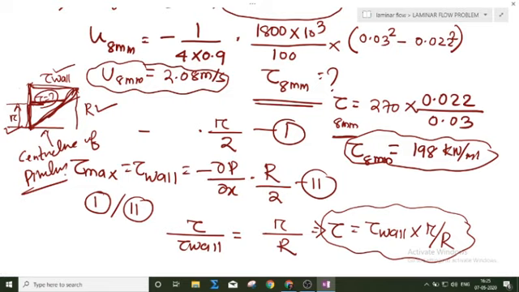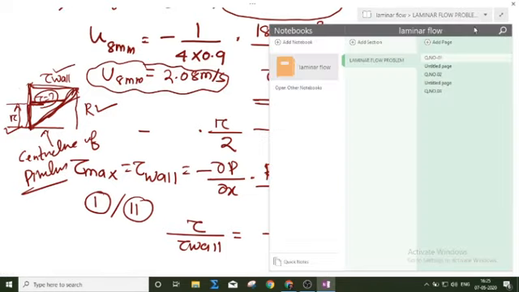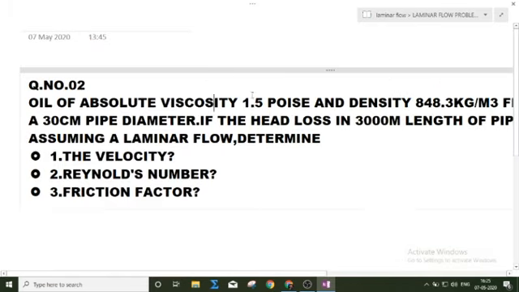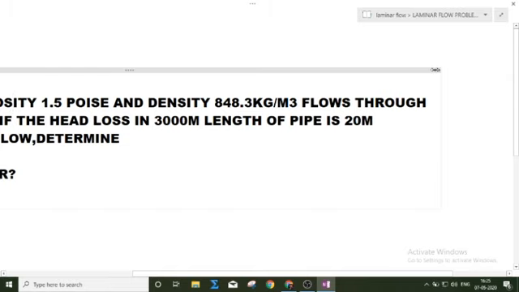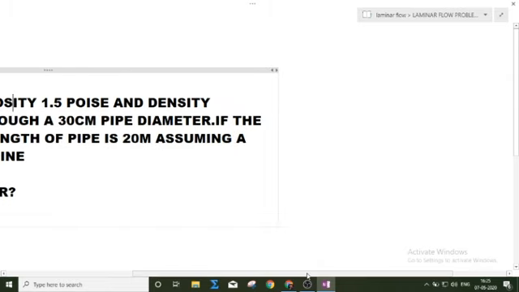So this is all about one problem, because in this one problem I have put everything. All the probable questions that may come in your semester exam, I have kept here. Now we will go to the next question. This is question number 2. Read this question.